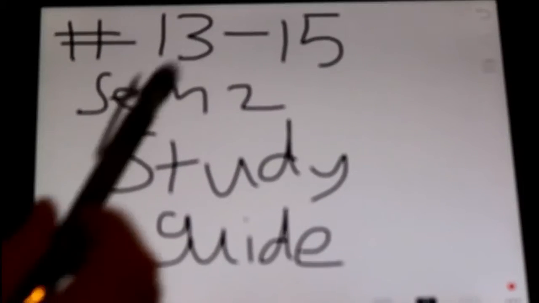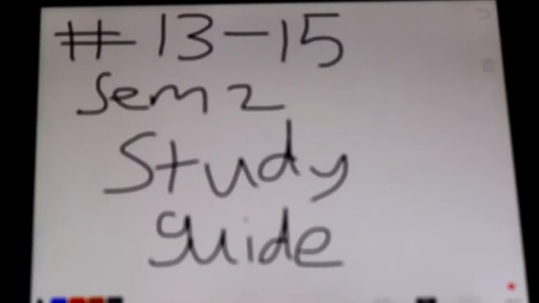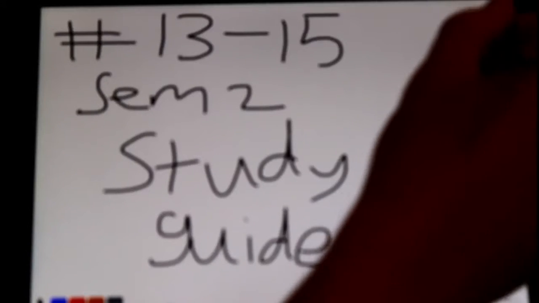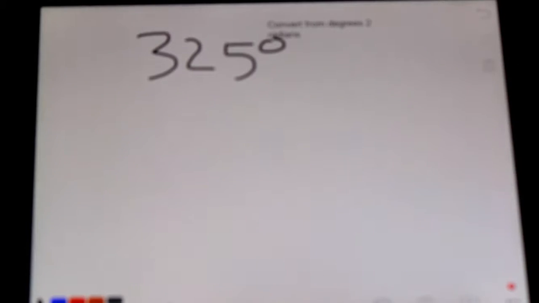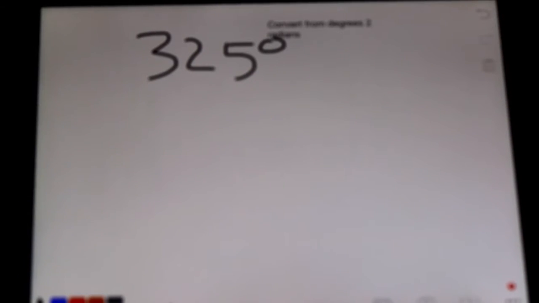Today we will be doing questions 13 through 15 of the Algebra 2 Honors Semester 2 Study Guide. So let's start with question 13. Question 13 asks us to convert from degrees to radians. The first degree it gives us is 325 degrees. Now, the way to convert from degrees to radians is by multiplying the degrees by pi over 180.